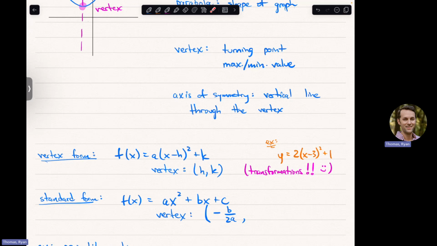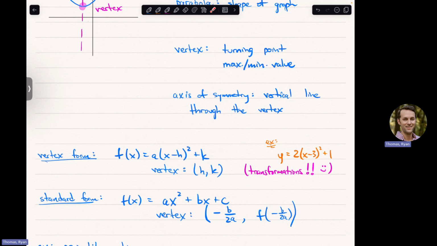But negative b over 2a gives us the x-coordinate. Then to get the y-coordinate, you do what you always do and plug into the function. So this part, hopefully we're not trying to memorize. This just says take the x value you just found and plug it into the function. This part we got to hang on to, though, that the x-coordinate is given by the opposite of b divided by 2 times a.